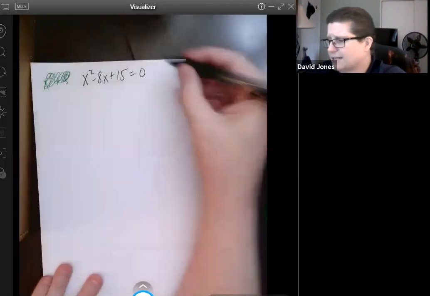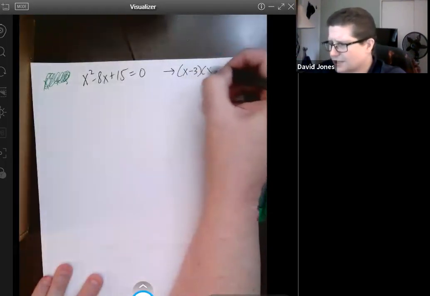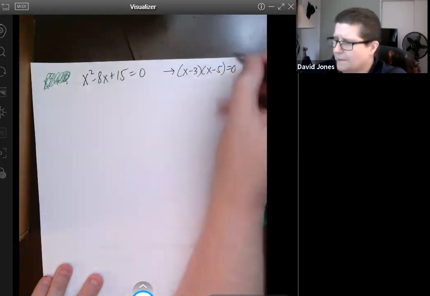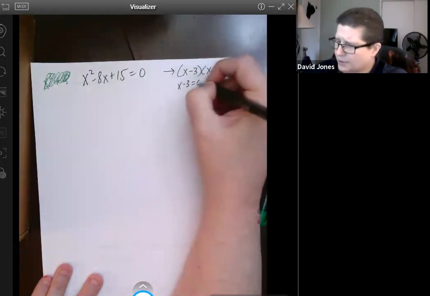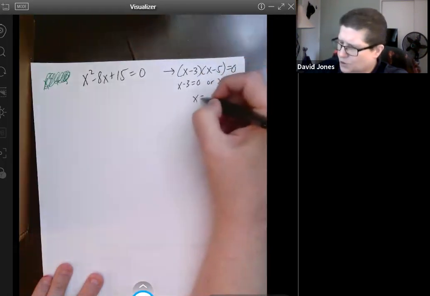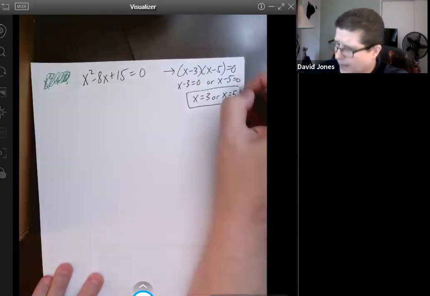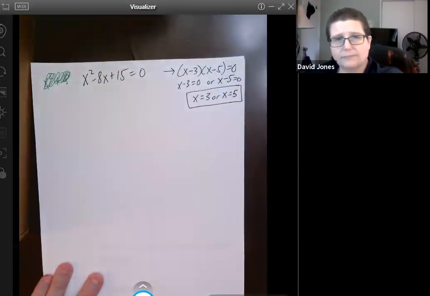All right, I'm going to assume you did. If you factor this, this will factor to x minus 3 and x minus 5 equals 0. I set each of these equal to 0, and I get x equals 3 or x equals 5. That's the factor and zero product method.